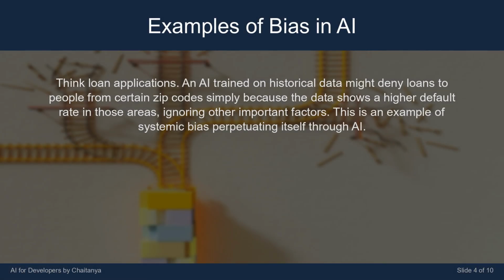Think loan applications. An AI trained on historical data might deny loans to people from certain zip codes simply because the data shows a higher default rate in those areas, ignoring other important factors. This is an example of systemic bias perpetuating itself through AI.